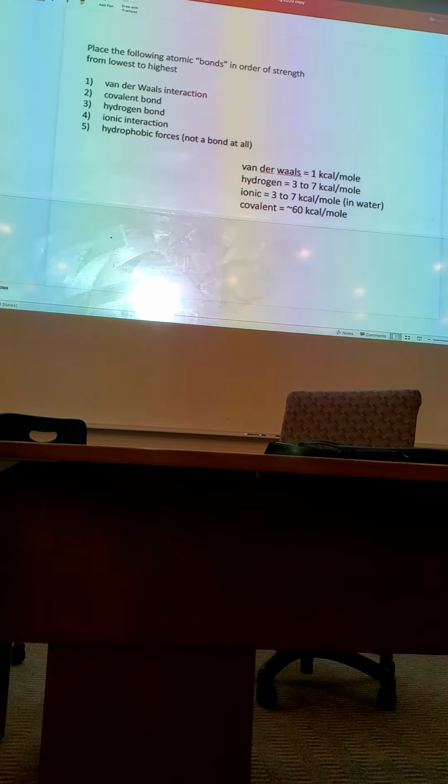Let's see. We can draw a picture of it. If we think of the side group, one of the side groups we're supposed to memorize. Is there a charged amino acid we're supposed to memorize the structure for? No? I know there's one. CH2. I think we chose this one.